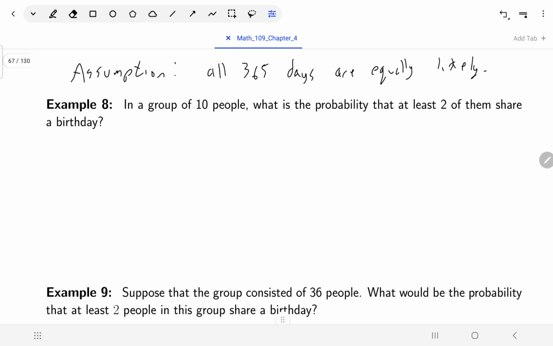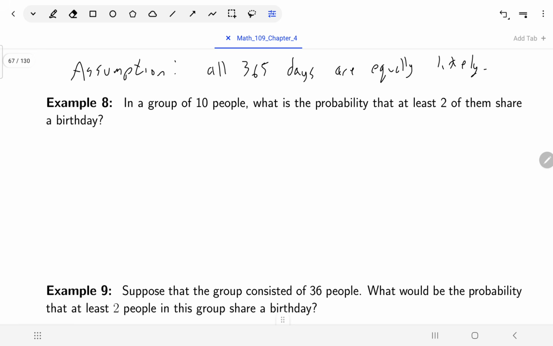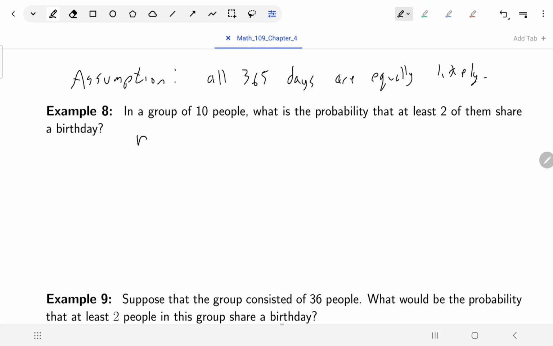If we have a group of 10 people, and we're thinking about the sample space, the first person has 365 days to be born on, and so does the second person, and so does the third person, all the way up to the very last person. So, in other words, you'd have 10 of these 365s multiplied together. And I'm thinking about this again, at least 2 people having the same birthday. There are lots of different scenarios there. I'm going to think about using the complement.